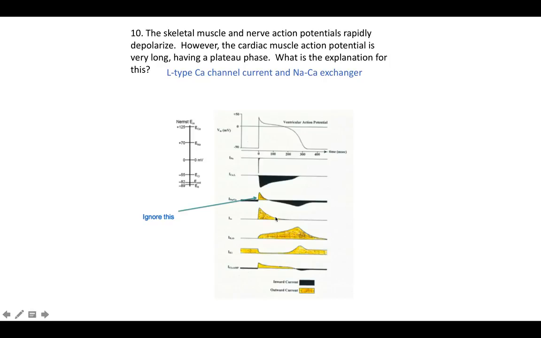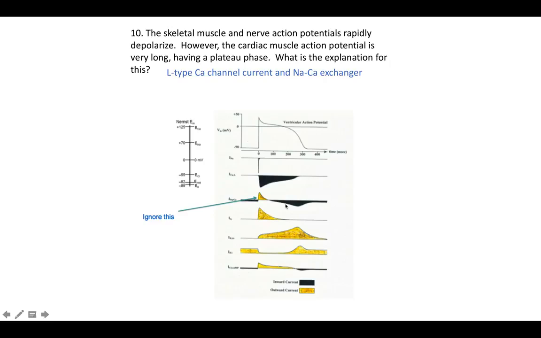When you look at the plateau phase, these are the currents that flow during the action potential. Inward currents are black, outward currents are yellow. When I say ignore this, some people think that the sodium-calcium exchanger reverses at phase 1 of the action potential, and that you actually have sodium going out rather than coming in. That may or may not happen. The evidence is shaky, in my opinion, and it's not medically relevant either way. So my advice would be ignore this.